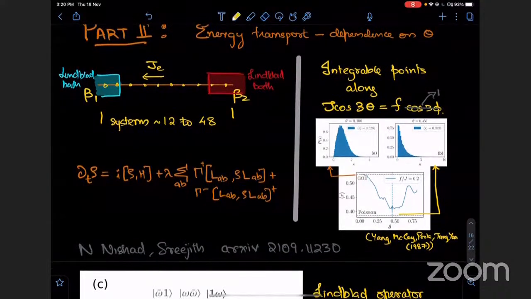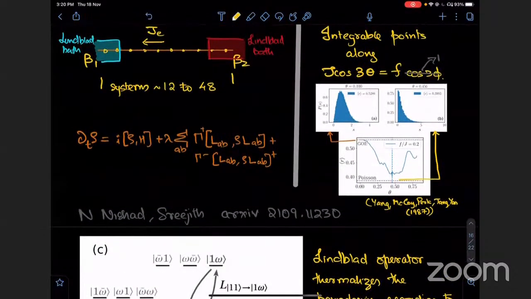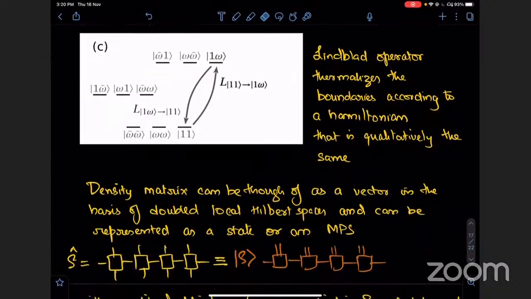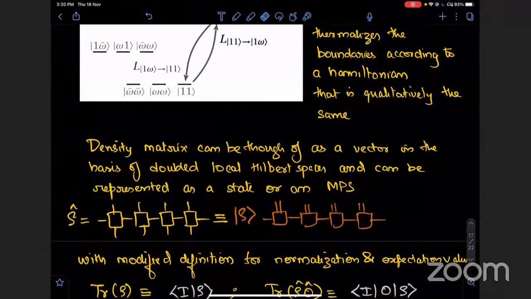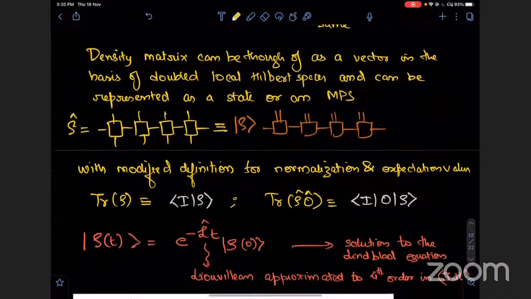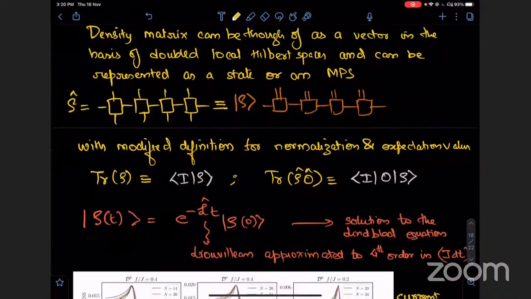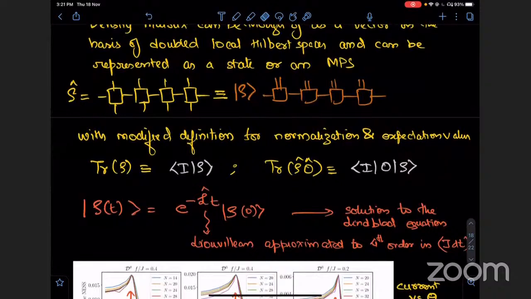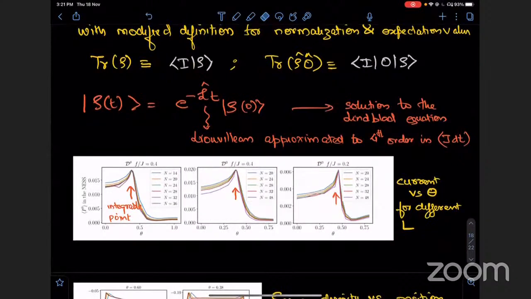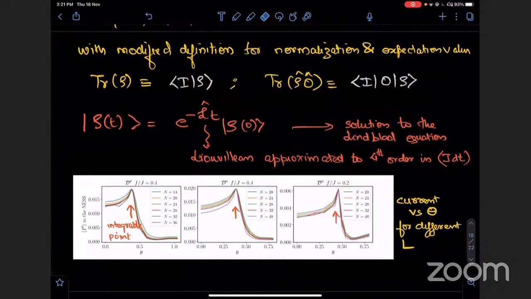These level spacing calculations were done in very small systems of the order of 12, so there might be some finite size effect here. The Lindblad operators were designed to thermalize the boundaries according to a Hamiltonian that closely matches the main Hamiltonian of the system. And the density matrix was implemented as a matrix product state by modifying the operator notation and definitions of expectation values. And we calculated the steady state current after long time evolution.